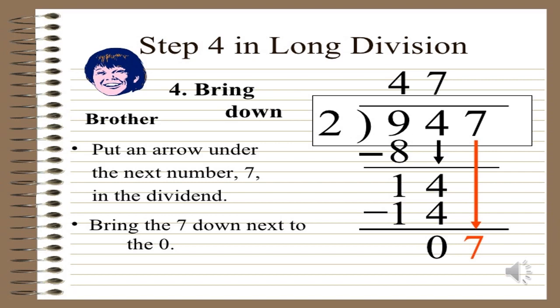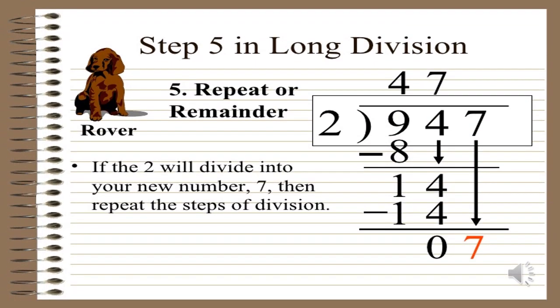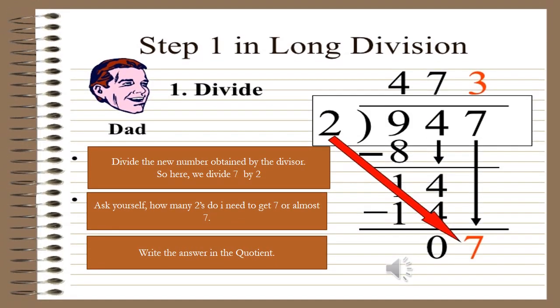After you subtract, you have to bring down the next digit in the dividend. In this example, the next digit is the 7, so I have to bring down the 7. Since I brought down the 7, I should repeat the 5 steps of the long division process.